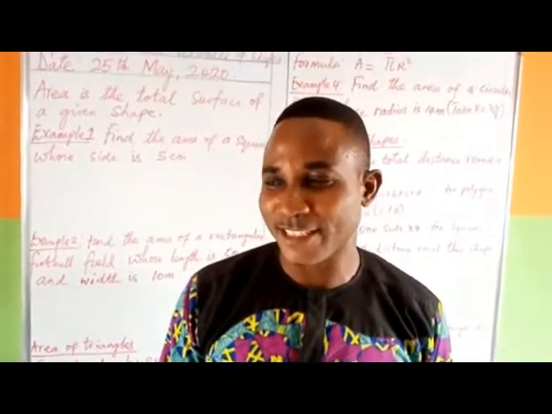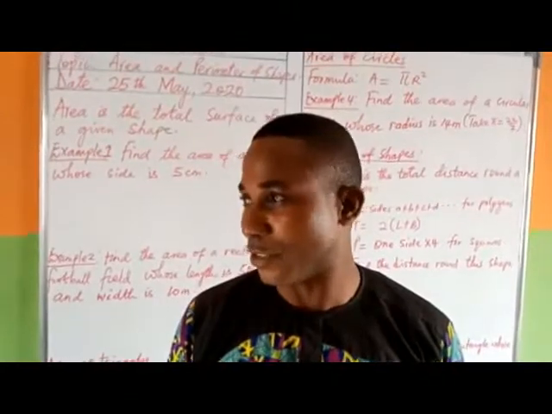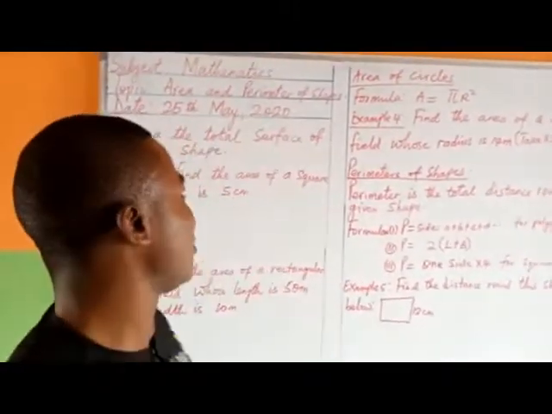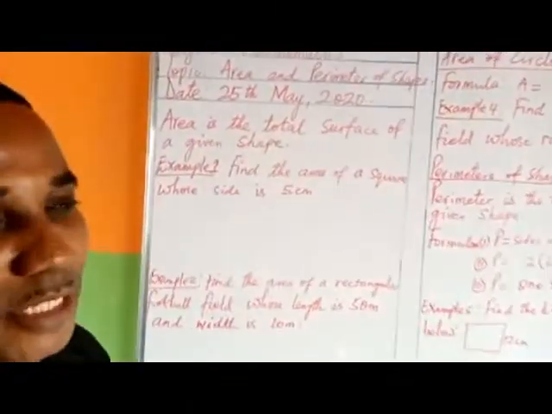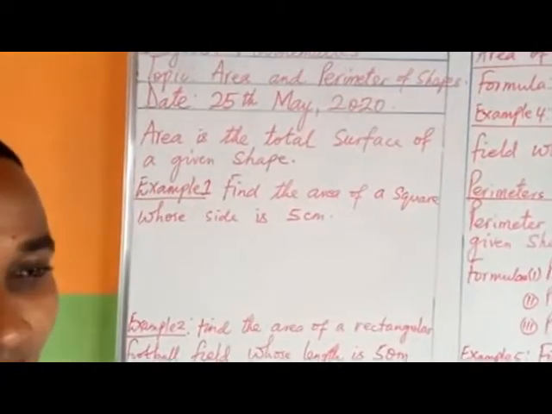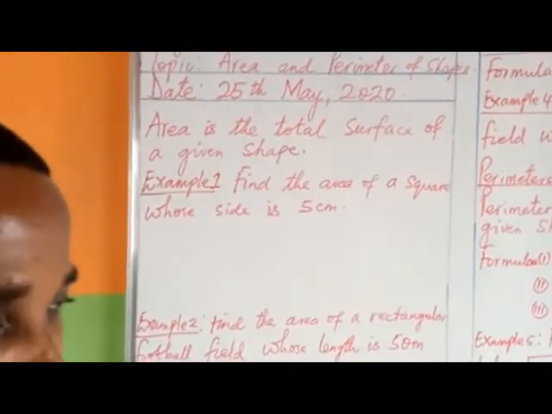We are going to learn a very important topic, and the topic for today, we are going to learn mathematics. The topic for today is area and perimeter of shapes. It might not necessarily be a shape, it can be any object.